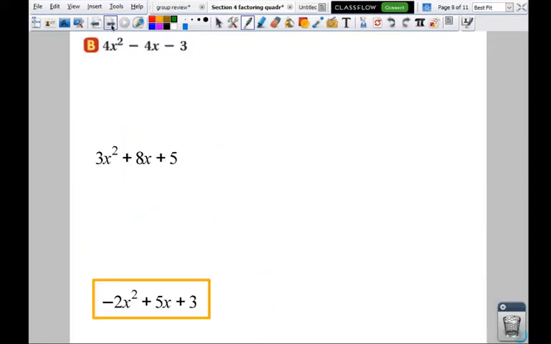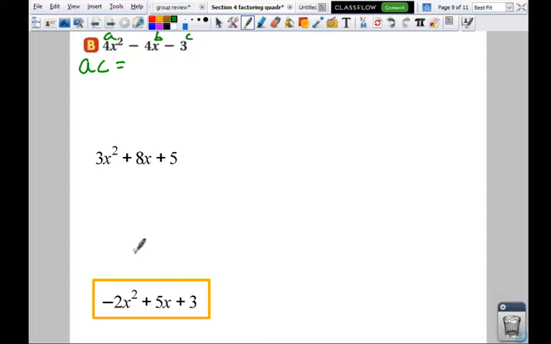Alright, so we're going to do a couple of these still. We're going to do part B here. On part B, I'm going to AC factor this. Remember I have A, and then B, and then C. If I'm going to AC factor this, I'm going to do 4 times not just 3, but negative 3.